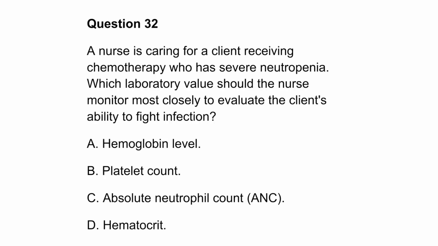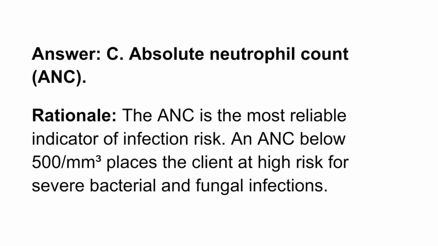Question 32. A nurse is caring for a client receiving chemotherapy who has severe neutropenia. Which laboratory value should the nurse monitor most closely to evaluate the client's ability to fight infection? A. Hemoglobin level. B. Platelet count. C. Absolute neutrophil count, ANC. D. Hematocrit. Answer. C. Absolute neutrophil count, ANC. Rationale: the ANC is the most reliable indicator of infection risk. An ANC below 500/mm³ places the client at high risk for severe bacterial and fungal infections.